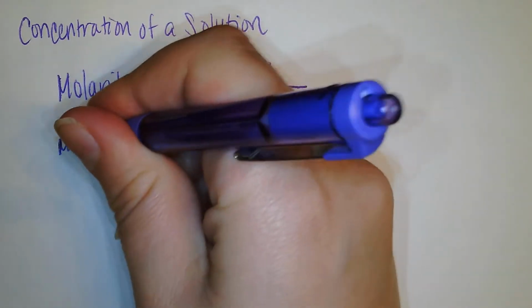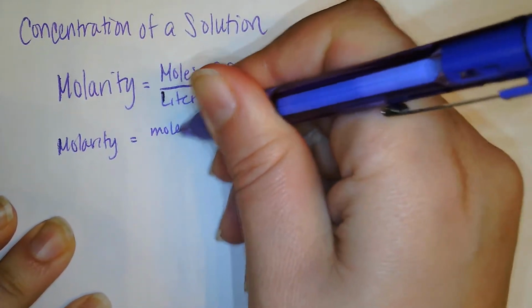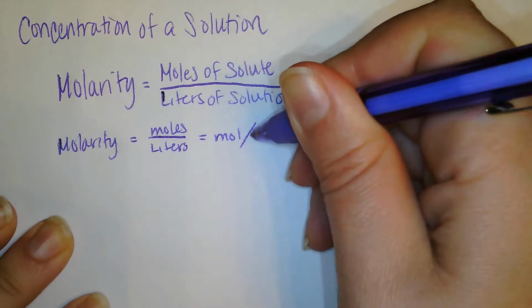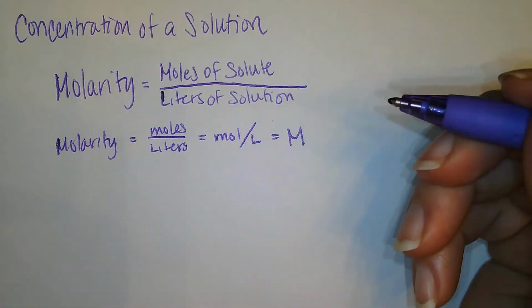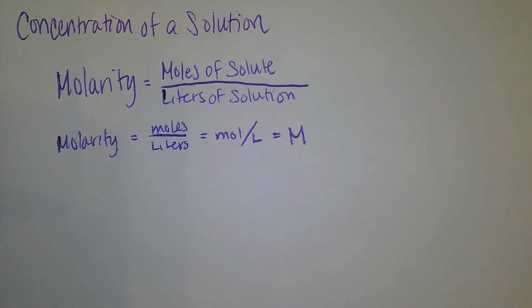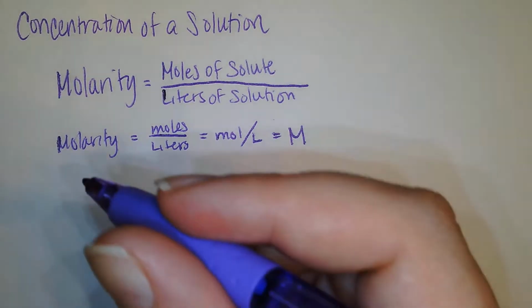Molarity is measured in moles per liter, but we don't write it out like that. What we use is a capital M to represent molarity. That's how we write it out. So we're going to make an imaginary solution, and we're going to figure out the molarity of it.